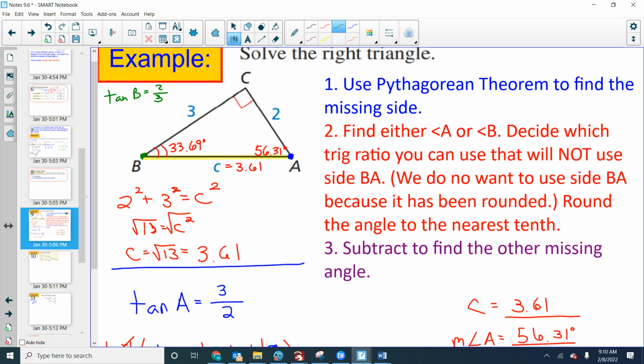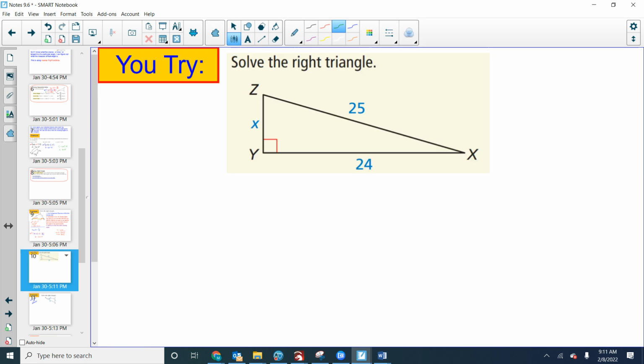you could do the tangent again with the missing angle instead of just subtracting the angle from 90. Because do you agree? If this angle is wrong, subtract it from 90, you're going to get that angle wrong too. That's a choice. Last problem for today.